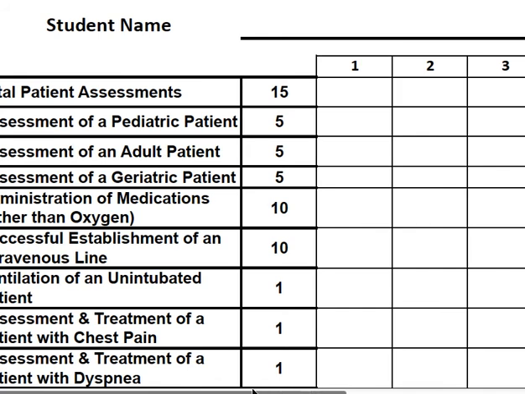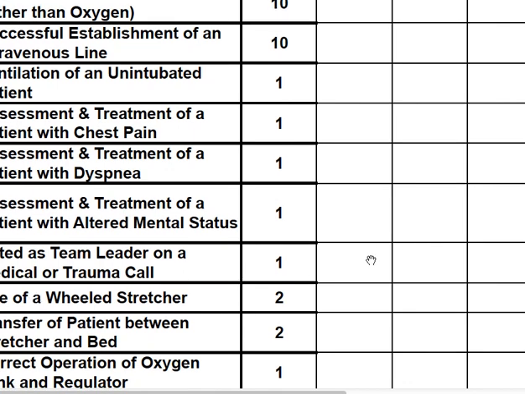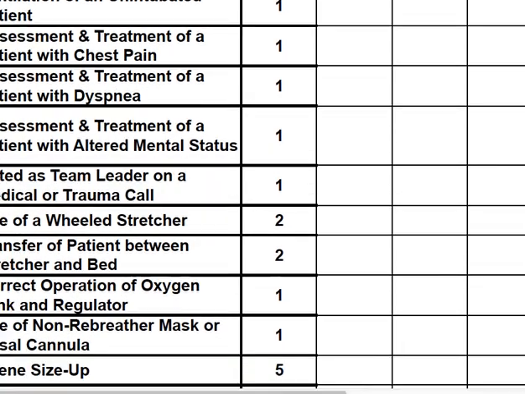All right, so see where it says total patient assessments? Here, for patient number 1, you'll put a 1 here. And if it's a pediatric patient, you'll put a 1 there. If you administer medications, and let's say you gave just an Atrovent treatment, then you'll put a 1 there. If you were the team leader, you'll put a 1 there. Okay? And so on.